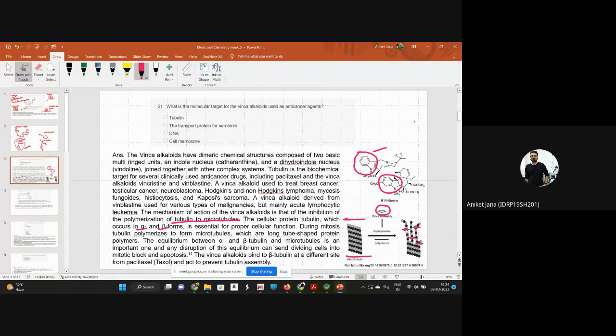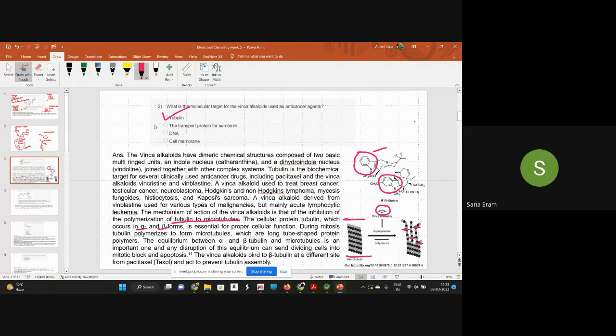So tubulin depolymerization takes place, and this polymerization and depolymerization of tubulin is a very dynamic process, and there should be a proper balance to maintain our daily normal physiological processes. So our right answer is tubulin, right? The others are wrong: the transport protein for serotonin, DNA, or the cell membrane. So our target for the anti-cancer drug is tubulin. Okay, can I move to the next question?